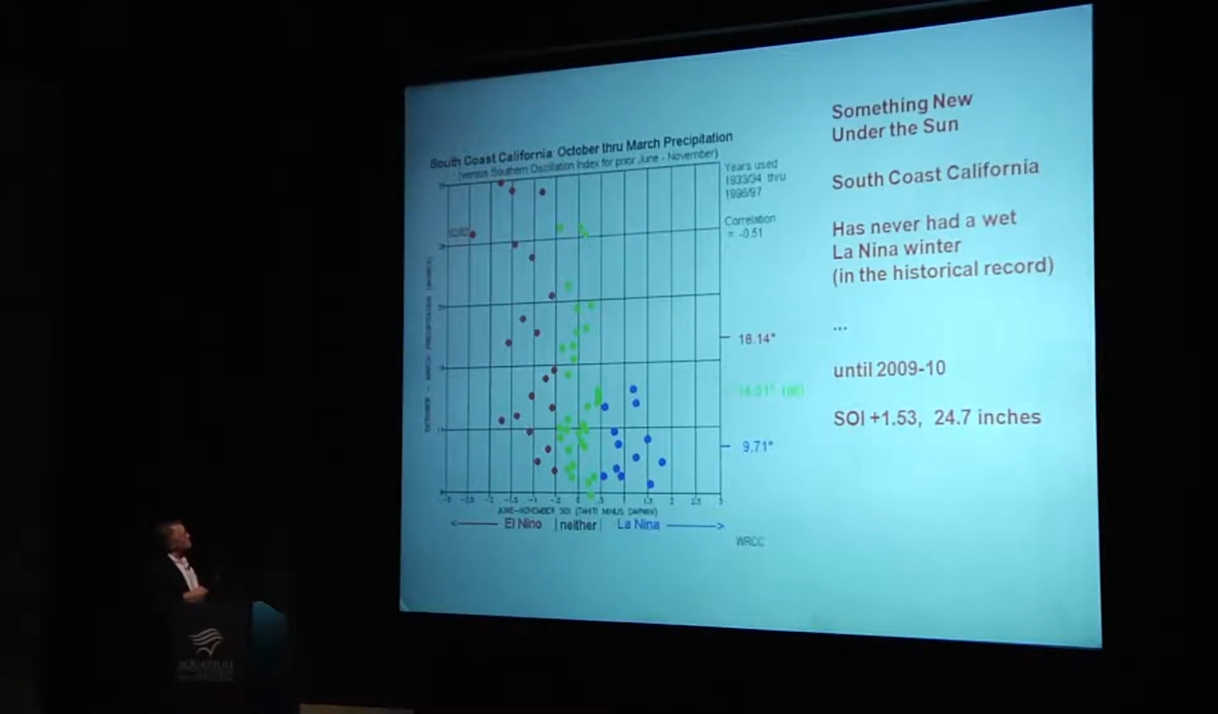So this is sort of the exception that proves the rule, I guess. Our index was at 1.53, and the amount was about 24.7, so it was about up here. It's the first blue data point up in this part of the diagram in the last 80 years or so. We don't know why. Okay?